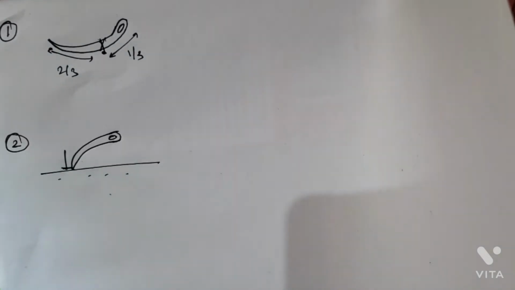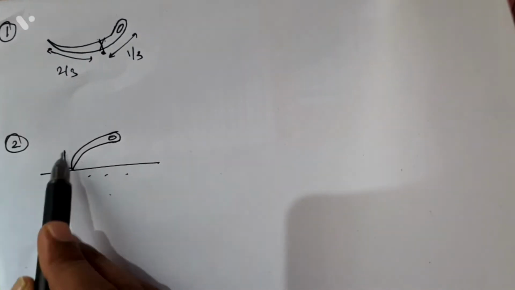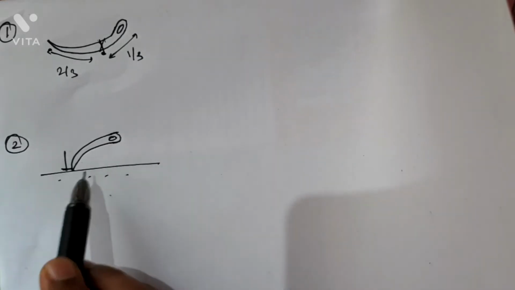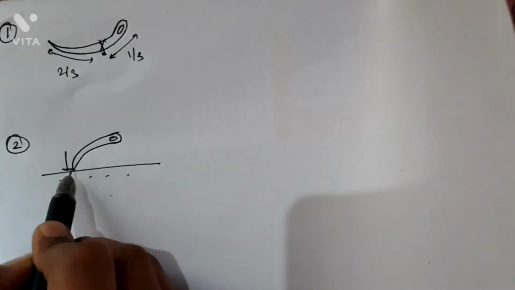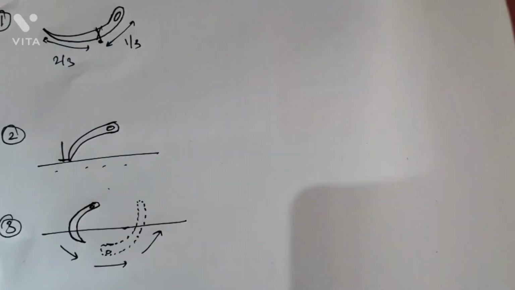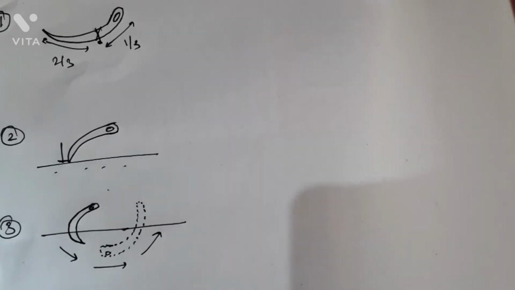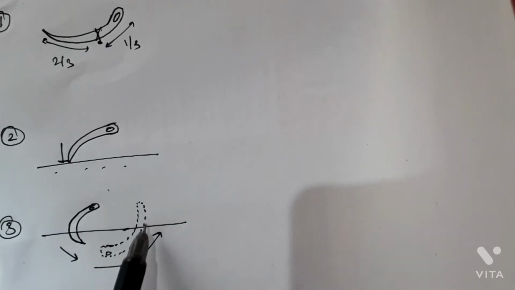The second principle states that the needle should enter the tissue perpendicular to the tissue surface. It should not enter like this from here or here. It should enter perpendicular to the tissue surface. The third principle states that the needle should pass through the tissues along its curve. So the needle should pass the tissue along its curvature or the curve.